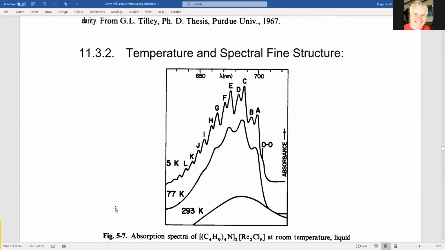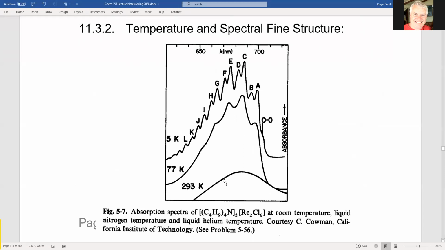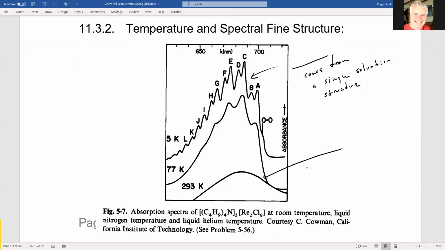So for example, there's this rhenium compound, right? At room temperature it just has this broad spectrum. But if you cool it down, you can see the individual contributions to the spectrum start to come out, right? And that's because when it's cool, all of the vibrations and everything are in their ground state. And so the spectra look much more uniform. So you could say here that this comes from a single structure, let's call it solvation structure, whereas this comes from a multitude of solvation structures.